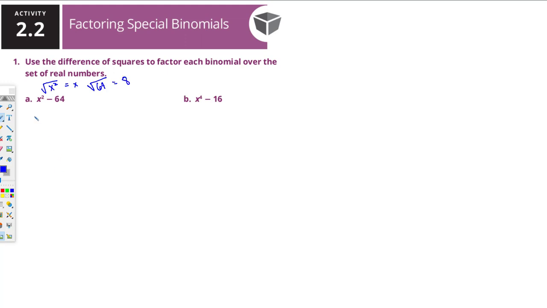And so we have x plus 8, x minus 8 is a format. So if we do this on the second one, square root of x to the fourth is x squared. Square root of 16 is 4.